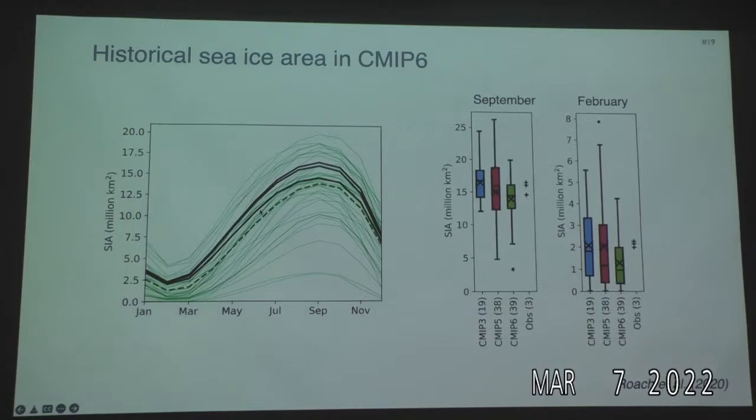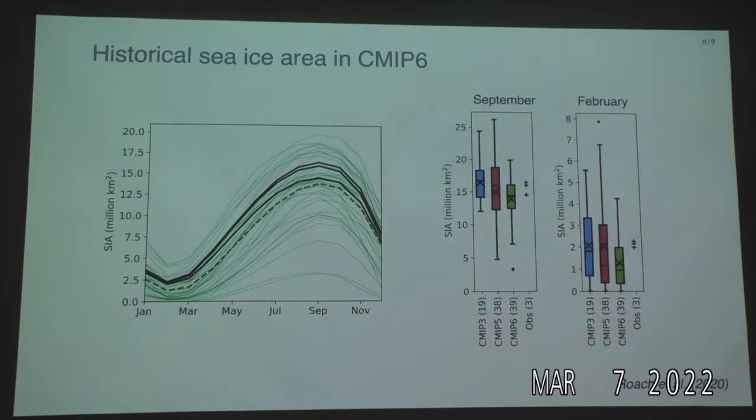And so to compare this to previous generations, we synthesized these and focused on September and February being the maximum and minimum of the sea ice cycle. We condensed the data from all of these models into box plots. So this green box plot for CMIP 6 shows the spread across these 40 different CMIP 6 models for September. And then I have the observations as crosses. And then we did the same thing for the previous generation, CMIP 5 and CMIP 3.